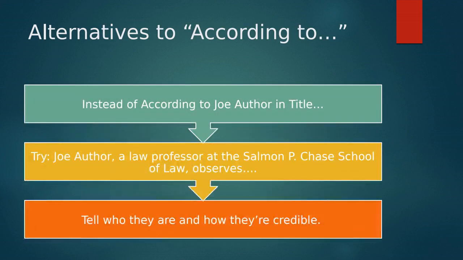"According to" is the really clunky way to do it. According to so-and-so author and whatever title of their thing. Instead of that, you could say Joe author, a law professor at Salmon P. Chase School of Law, observes. That gives you who they are. It tells you how they're credible, how they have any kind of expertise to be talking about the thing that they're about to talk about in your paper. And then the analytical verb is "observes." In APA style, it's usually past tense, because in that case, it might be somebody talking about what someone found in a study 20 years ago.